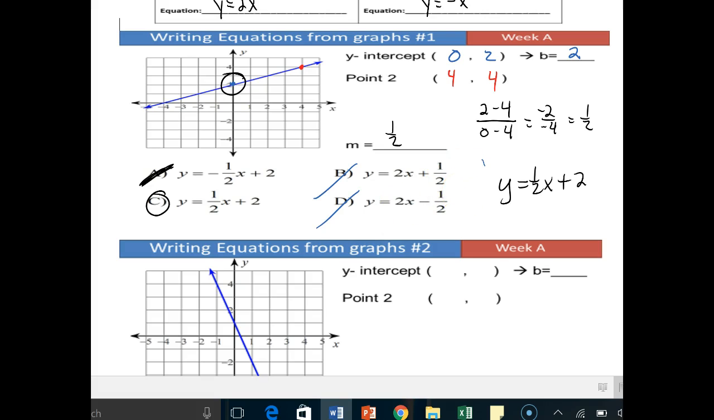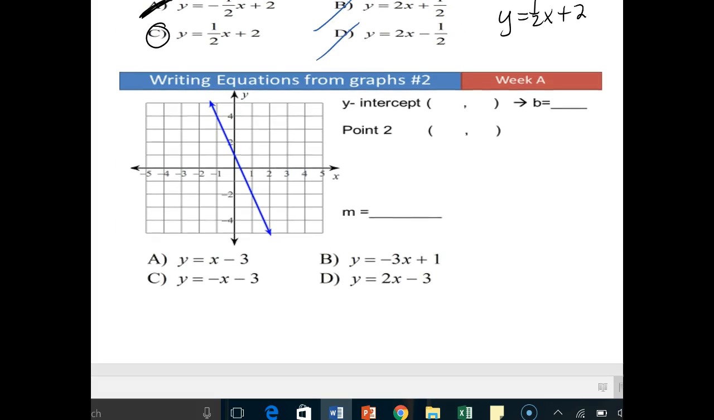All right, let's take a look at the next one. So again, first thing, always try and find the y-intercept. So boom, it's right there, (0, 1). So we already know what b is, 1.